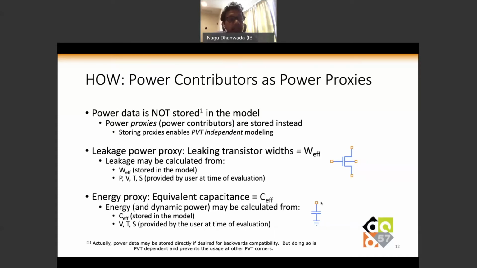And from that, leakage can be calculated using the W effective, the effective leaking transistor width, which is stored in the model, and using certain parameters provided by the user at the time of evaluation. And similarly, you can also think of an energy proxy, which models your dynamic power, where you essentially store equivalent capacitance in the model and not the dynamic power. So essentially, you're storing the equivalent capacitance. And for you to get to energy and dynamic power, you will use the C effective, which is stored in the model, and then provide the voltage, temperature, and state, which could be provided by the user at the time of evaluation.